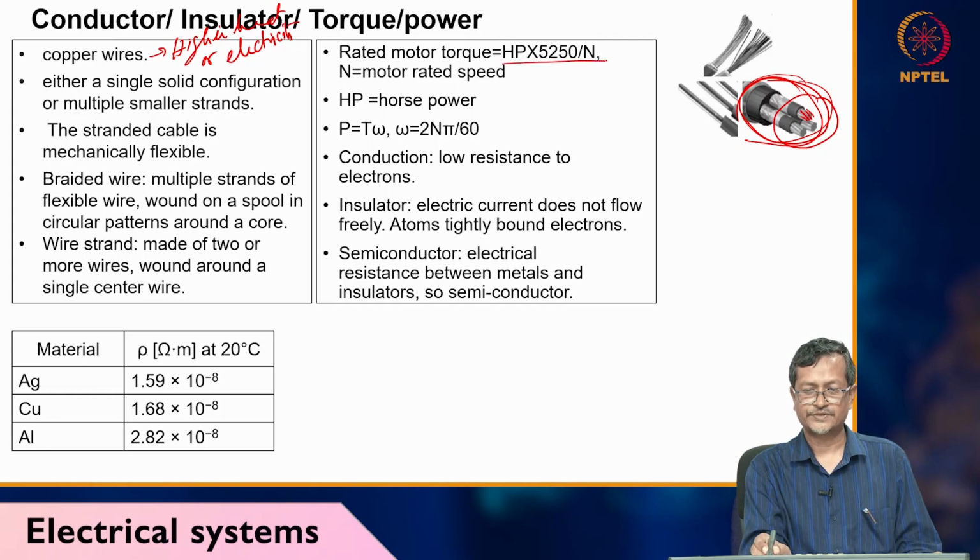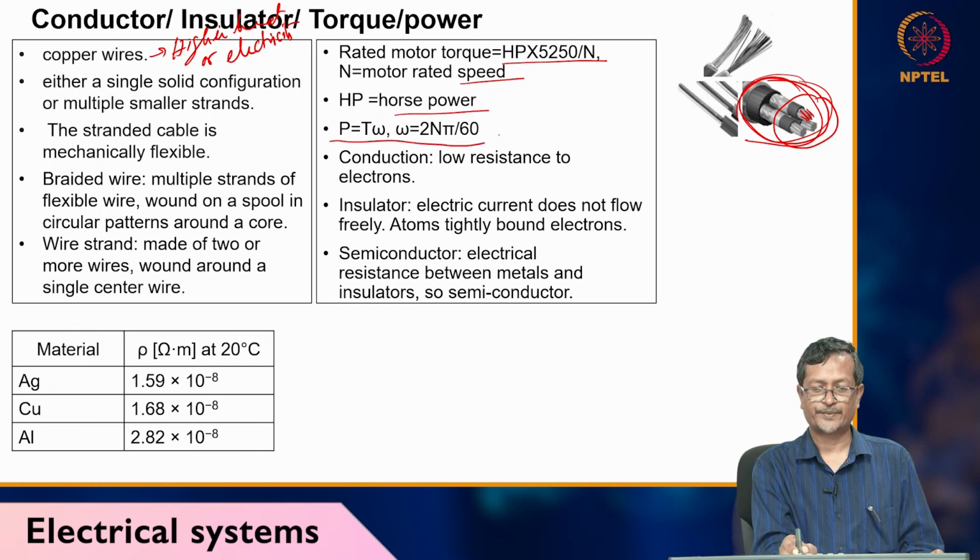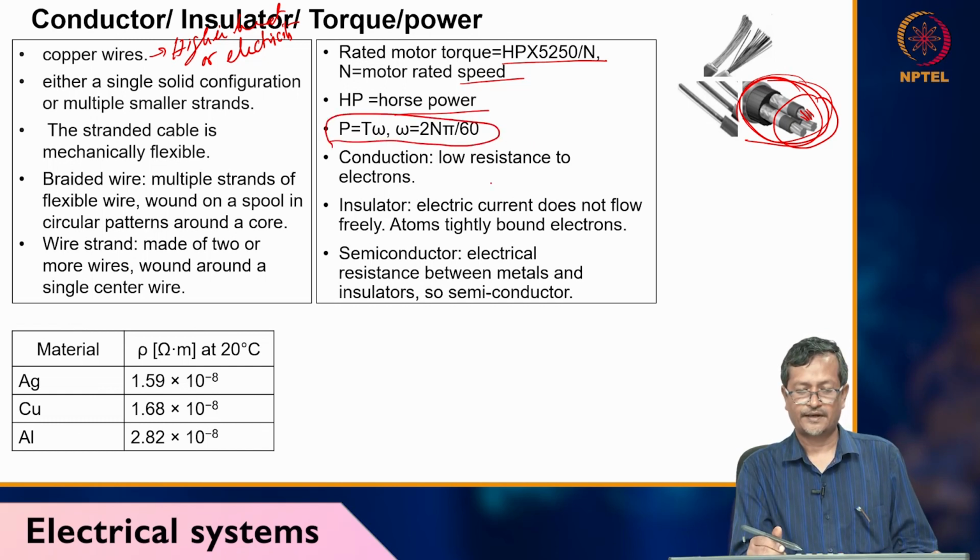Rated motor torque, HP equals 5250 divided by N. N is motor rated speed, HP horsepower, P equals T omega. I am telling this formula again and again.